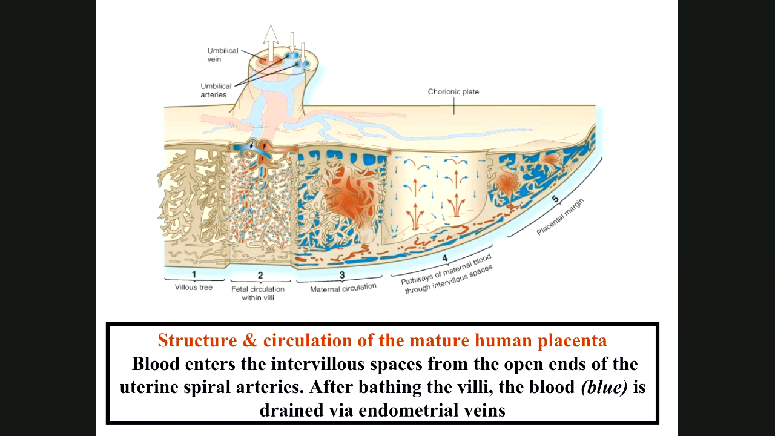So this is the structure of the placenta here. Just orient yourself to the structure. You have the chorionic plate, so this is the fetal side where the umbilical cord is attached. And this part is the maternal side. You can see the spiral artery taking the blood. First it goes at high pressure and then falls like a fountain to bathe all the villi in the intervillous space. After bathing the villi, the blood is drained via the endometrial veins.